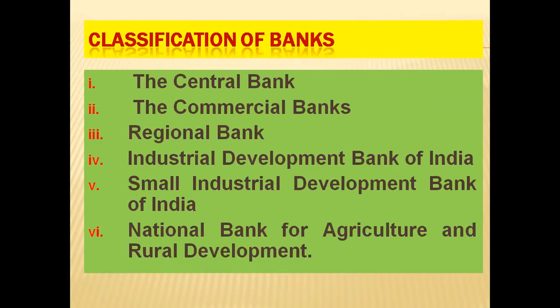Now we will see the classification of banks. Generally, we can classify banks into six types. Number one, the central bank. Second, the commercial bank. Third, the regional bank. Fourth, the Industrial Development Bank of India. Fifth, the Small Industries Development Bank of India. And the sixth is NABARD, the National Bank for Agriculture and Rural Development.